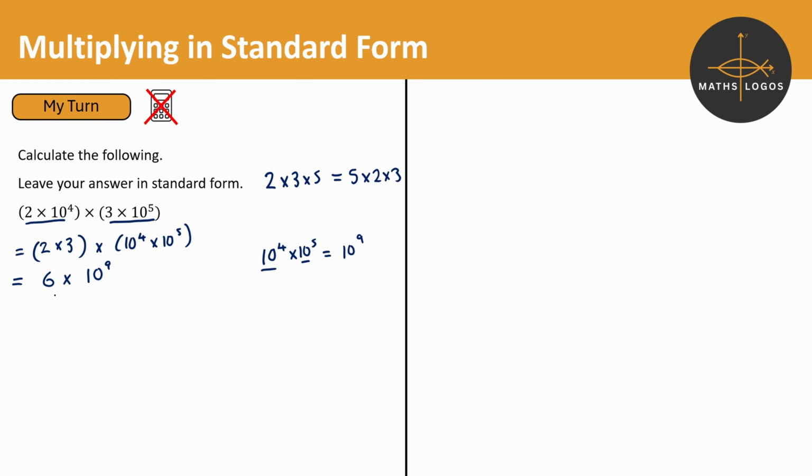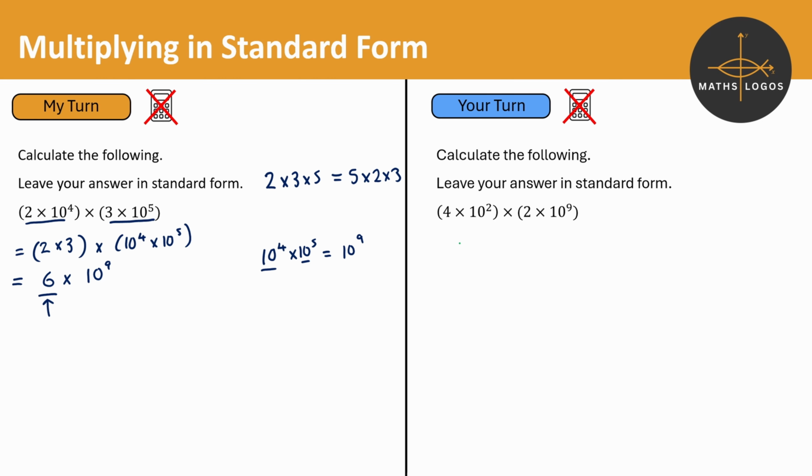Then you want to check if it's in standard form, and the way to do that is to look at this coefficient. If it is less than 10, then that's okay. It also needs to be greater than or equal to 1. And in this case, it's 6, so that's fine. My answer is in standard form. Pause the video and give this question a go.